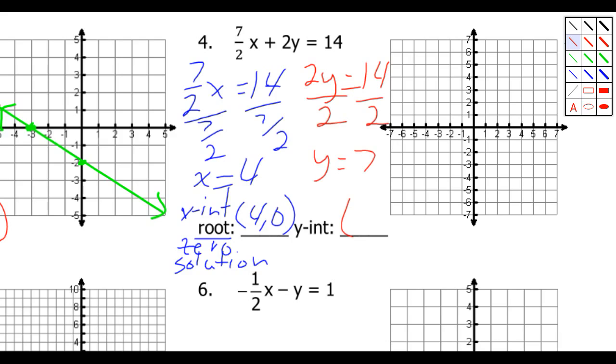If I solve this equation, divide by 2, I get y equals 7. And so my y-intercept is 0, 7. So 4, 0, and 0, 7.